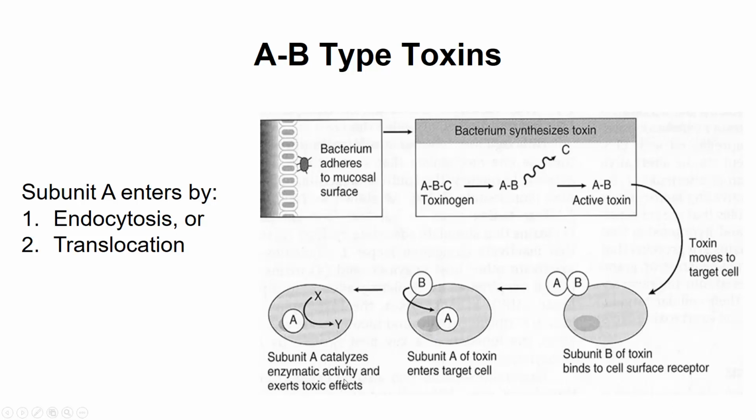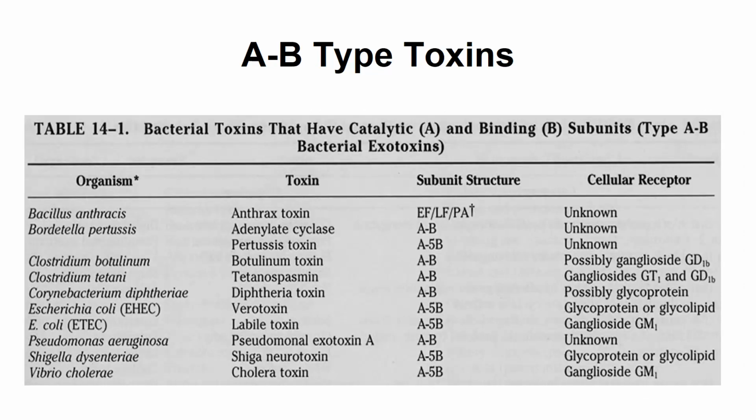And then once it's in there, it will catalyze whatever enzymatic reaction it's made to catalyze, and this almost always leads to some sort of inactivation of a critical host machinery or protein where the cell will then die or do all sorts of other activities it's not supposed to do. So this is the basic schema of how the AB toxins work.